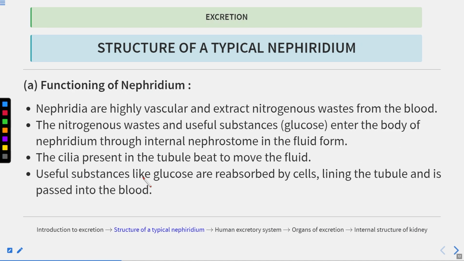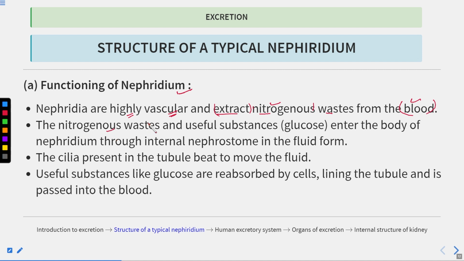Now let's talk about the functioning of the nephridium. Nephridia are highly vascular, meaning they contain a lot of blood capillaries, and they extract the nitrogenous waste from the blood. Blood carries all the waste products, and the nephridium extracts the nitrogenous waste from it. Otherwise, if these nitrogenous wastes remained in the blood, they would be toxic to the living organism.